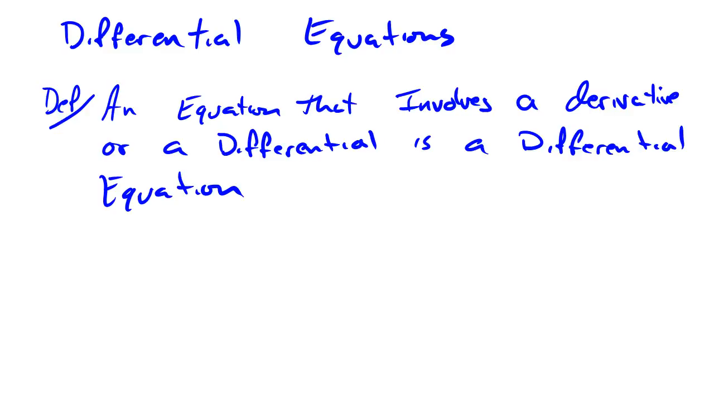So what is a differential equation? Well, the definition is: a differential equation is an equation that involves a derivative or a differential. First of all, it's an equation, so it's got to have an equal sign. If something doesn't have an equal sign, it's not an equation. So you've actually seen some differential equations before. For instance, here's an example.